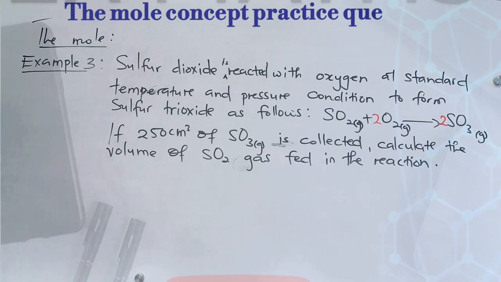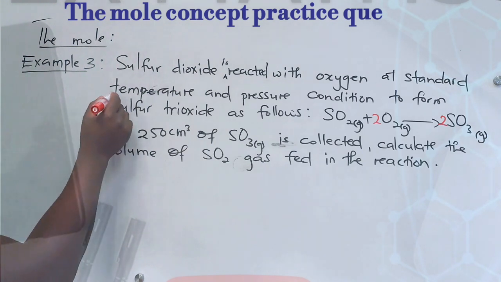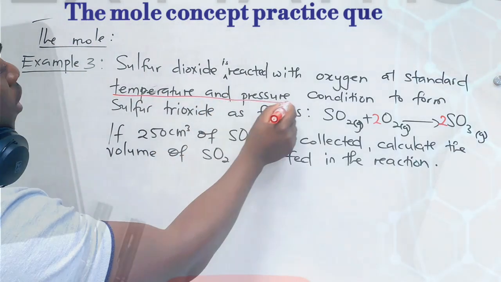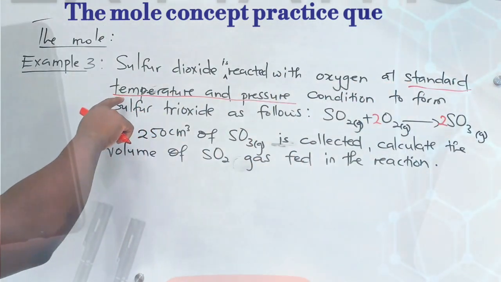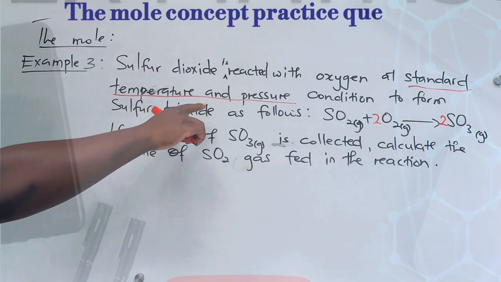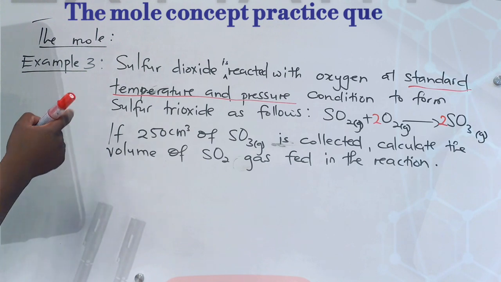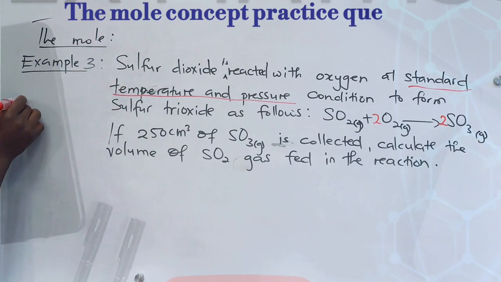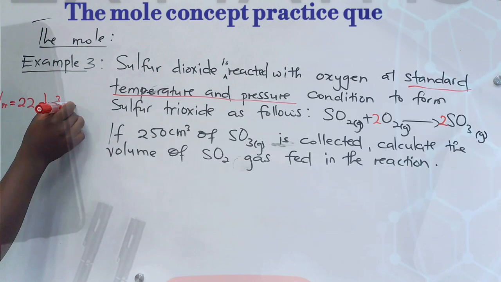So now let's see how we can find the volume of sulfur dioxide gas fed. Another thing that we are told is that this experiment is being carried out at room temperature, at standard temperature and pressure condition. So what you need to come to your mind is, what is the molar gas volume at standard temperature and pressure? The molar gas volume at those conditions is 22 cubic decimeter per mole.